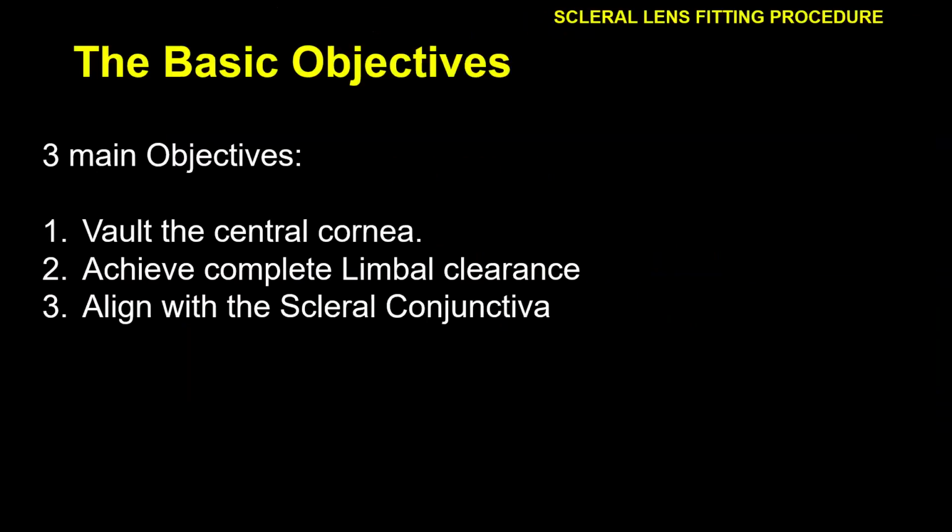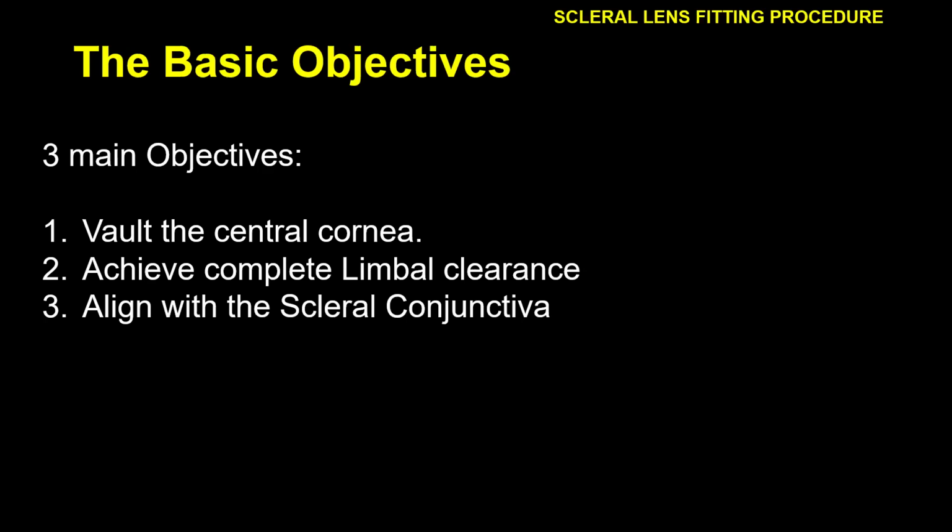So the procedure, which is the most important aspect of this presentation, and I need us to pay particular attention to this part now. In the fitting, there are three key objectives you want to achieve. You want to be sure that the lens is vaulting the central cornea. It's not sitting on the cornea. You want to achieve complete limbal clearance. You want to make sure that the lens is not sitting on the limbus for mini and full scleral contact lenses. Why do you have to avoid sitting on the limbus?